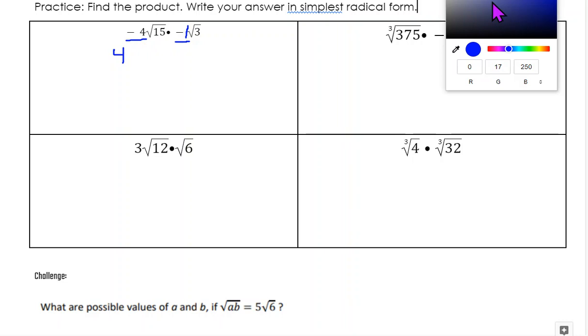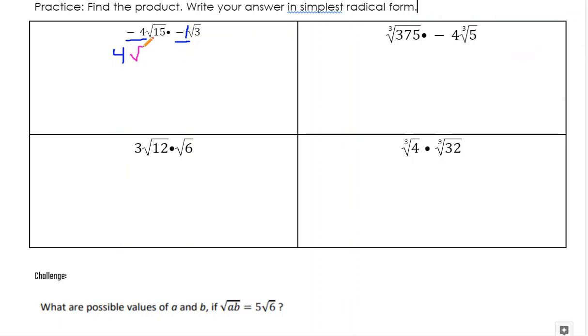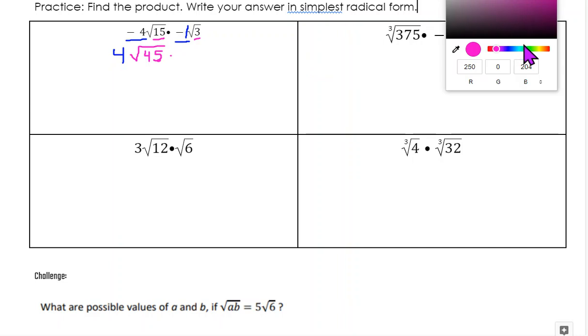Then I want to go underneath my radical. So underneath my radical, I'm going to draw my radical sign. I got 15 and I got 3. 15 times 3 is 45. 45. Oh, where'd my 5 go? Why did it disappear? 45. Okay. So now I simplify it.